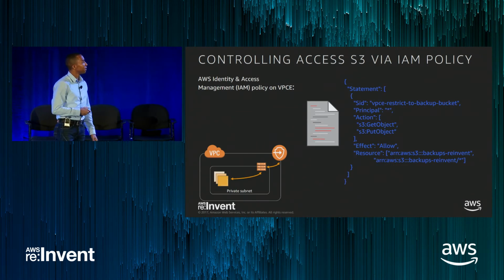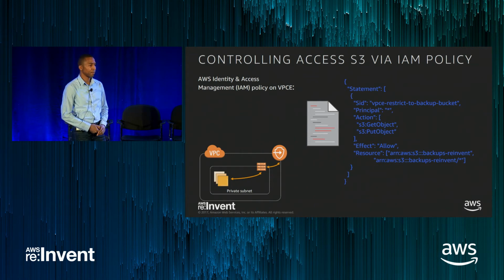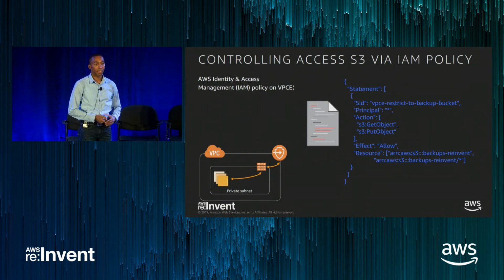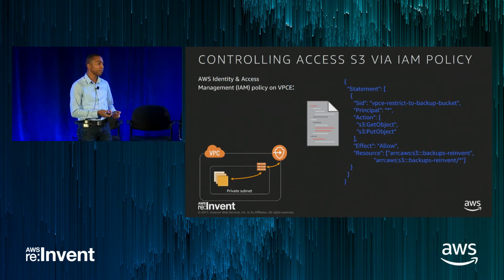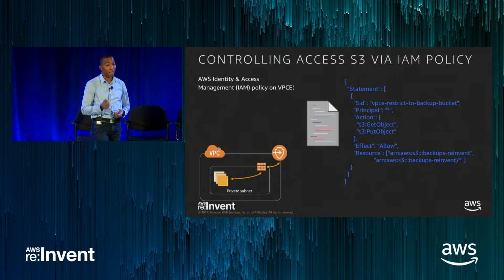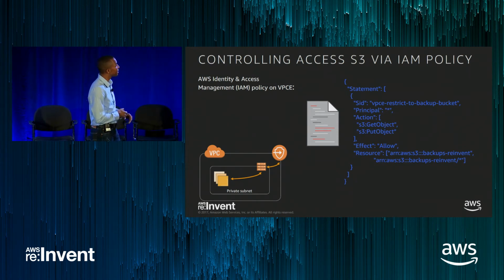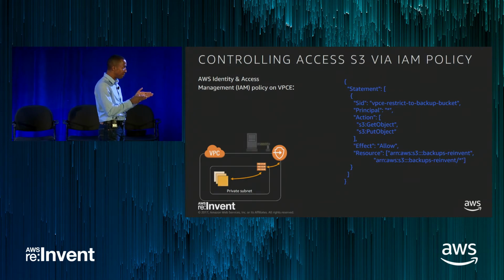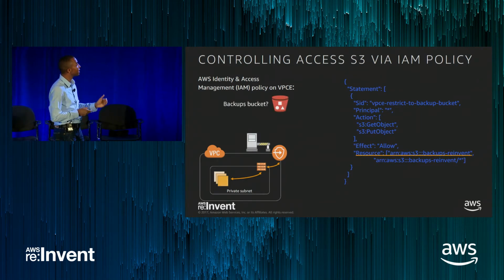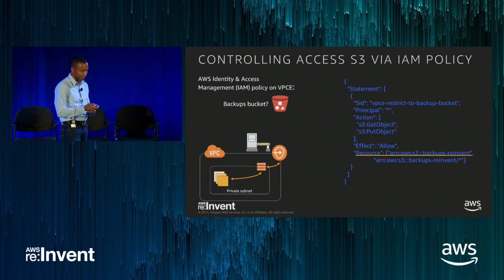The second way of controlling access is using identity and access management. Today, you create IAM policies for users, roles, groups, etc. Within these policies, you specify what resources this user can actually access and what API calls they can make when accessing these resources. We give you the added ability to specify the VPC endpoint ID when actually accessing services like S3 or DynamoDB.